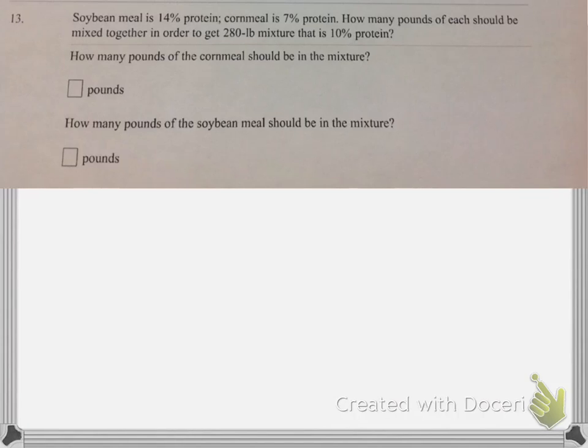Okay, so this is an 8.4, and if you haven't got there yet, this is what you have to look forward to. We have word problems, and this is going to involve a system. So we have soybean meal is 14% protein, cornmeal 7% protein. How many pounds of each should be mixed together in order to get a 280-pound mixture that is 10% protein?